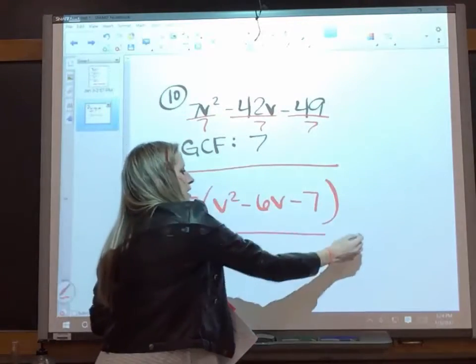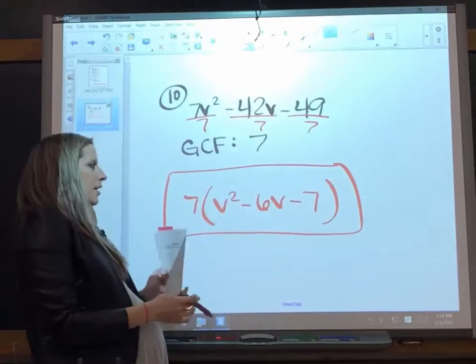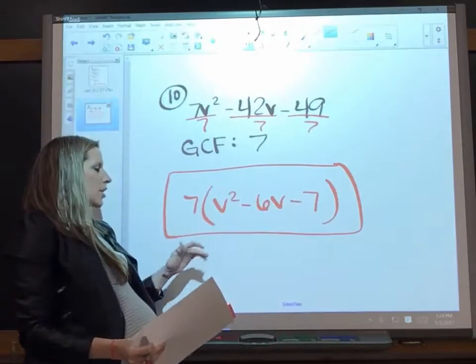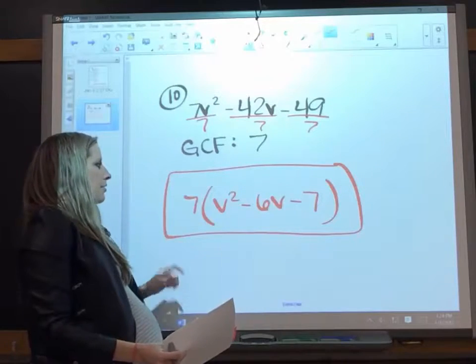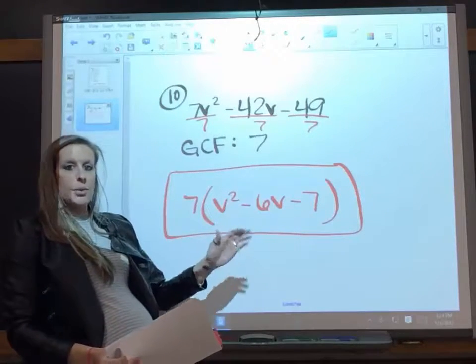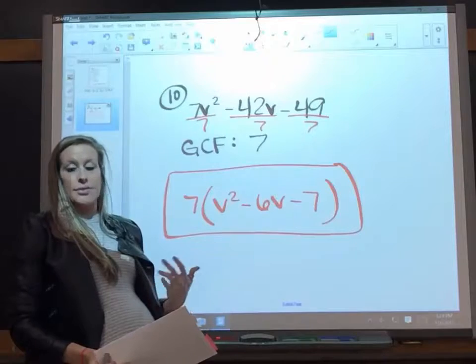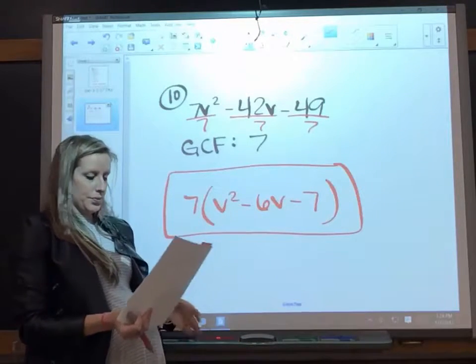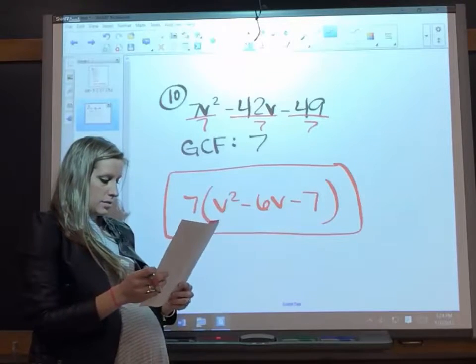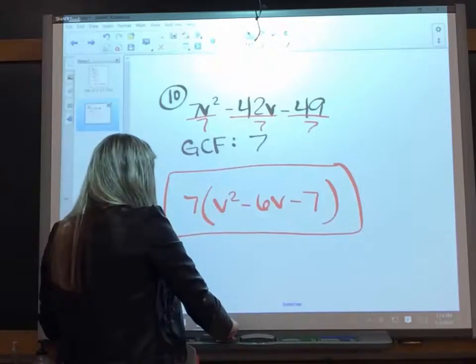And this is where we're going to stop today. Tomorrow we'll go into how to factor what's in the parentheses. But for now we're just going to stop here, where we take out the greatest common factor, if there is one, and we leave it like that. Okay, so let's try 11.